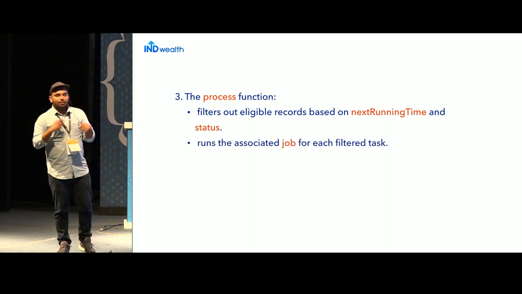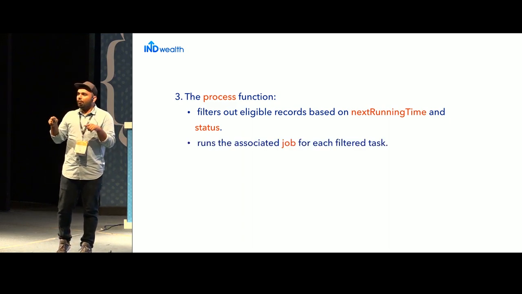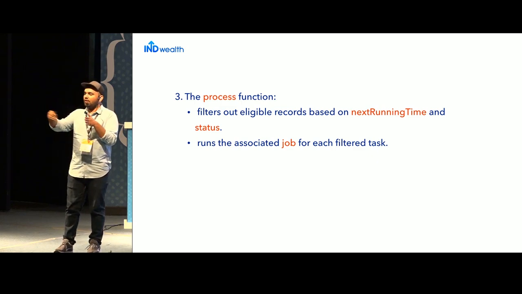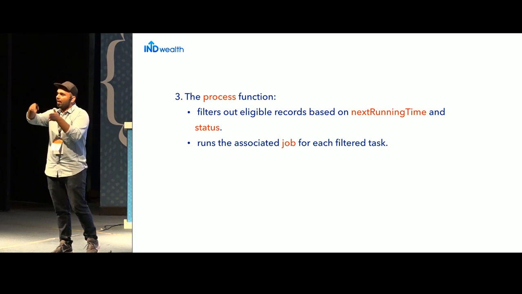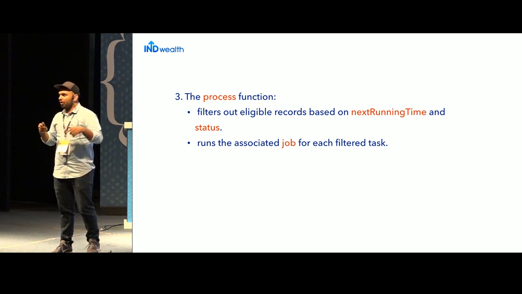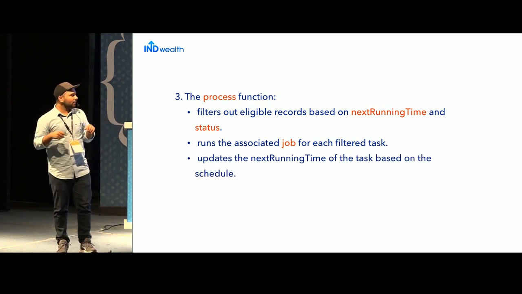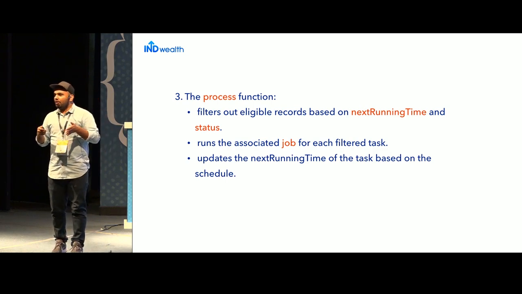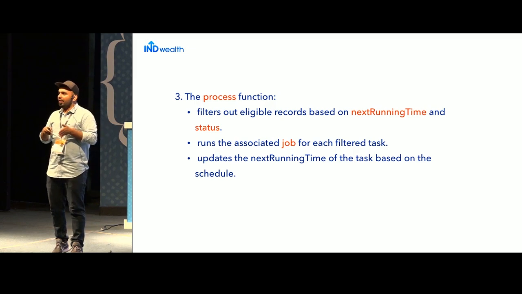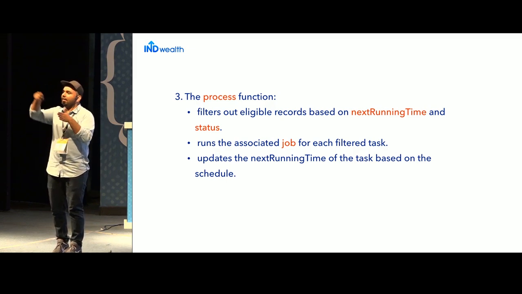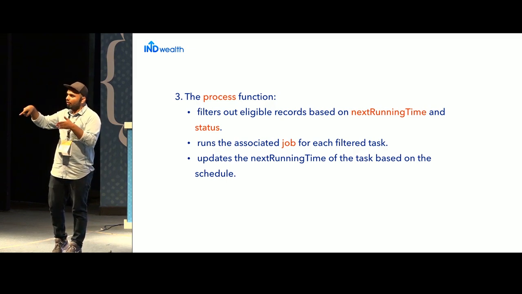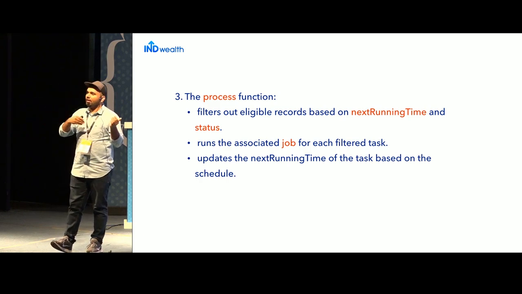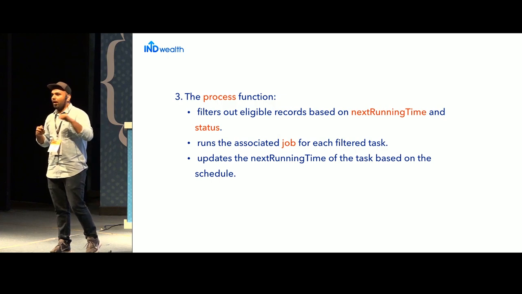The next thing is, it runs the associated job for each of the filtered tasks in parallel. We spin off a certain number of processes, and then we batch the tasks across those parallel processes. And the third thing is, it updates the next running time as soon as it is done processing. So for example, if I processed it today and the schedule was daily, I'll then update the next running time to mark it as tomorrow, so that when process gets triggered again tomorrow, it'll still be filtered out in the first step. Are we clear at this point?